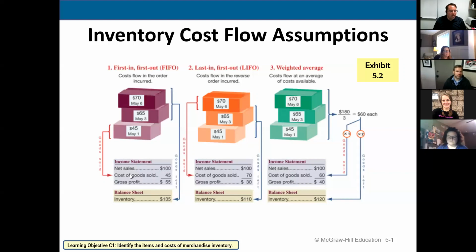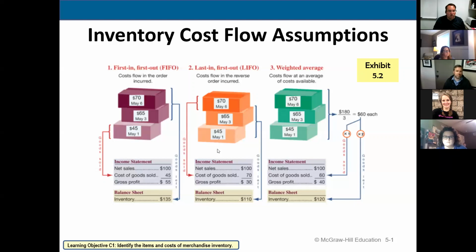What's always impacted by this is what's called our cost of goods sold. That's the expense, which is the actual cost of the goods we're selling, and our inventory, the amount of inventory remaining at the end of the period. So in first in, first out, we would assume our oldest pieces sold and that our newest ones, the more recently purchased ones, are still sitting there in inventory.